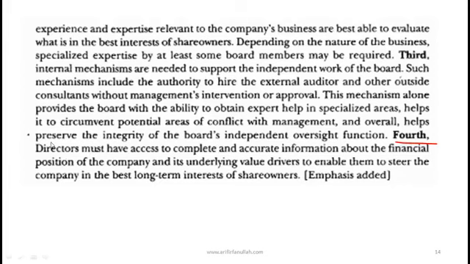And finally, directors must have access to complete and accurate information about the financial position of the company and its underlying value drivers to enable them to steer the company in the best long-term interest of shareholders.